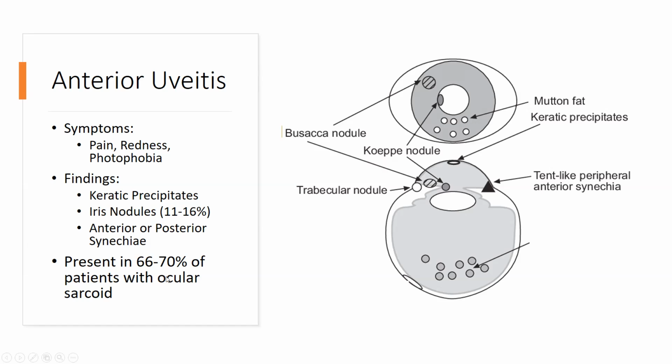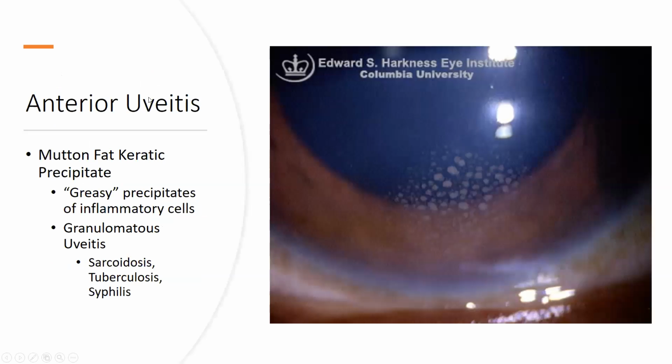As far as going through the specific findings, this is just a picture from Columbia University of what those greasy endothelial keratic precipitates look like on exam. They're not really visible to the naked eye, so this would be something we'd see more so on slit lamp exam. Again, this is just a collection of inflammatory debris on the endothelium of the cornea.